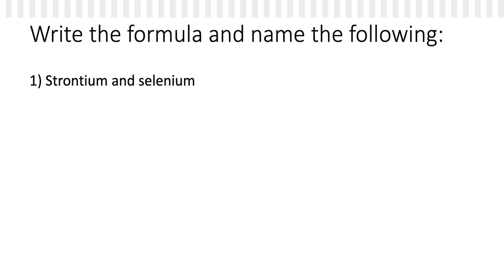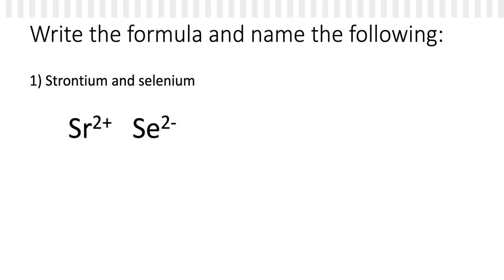strontium and selenium. Of course, strontium, a group 2 alkaline earth metal. Selenium, a non-metal, and as they come together, they make an ionic compound. So what would be the formula and the name? Great time to pause the video.